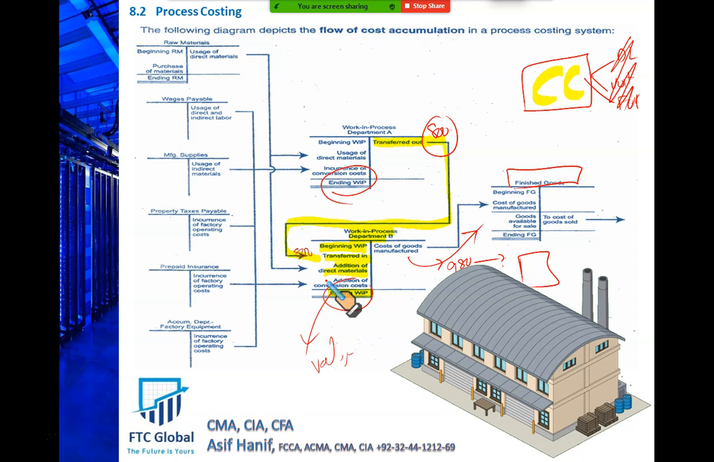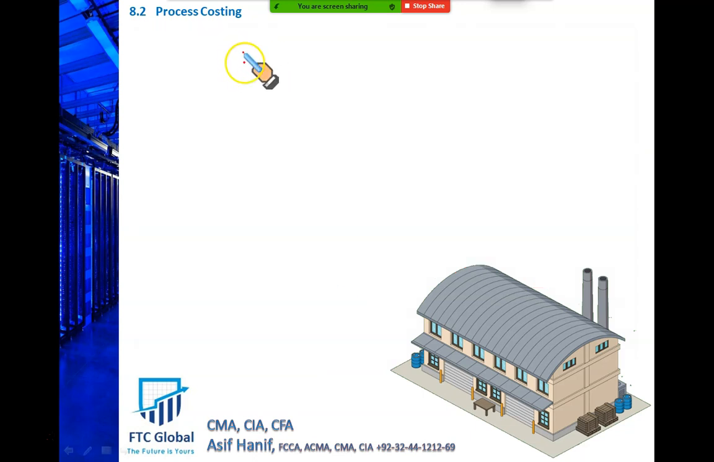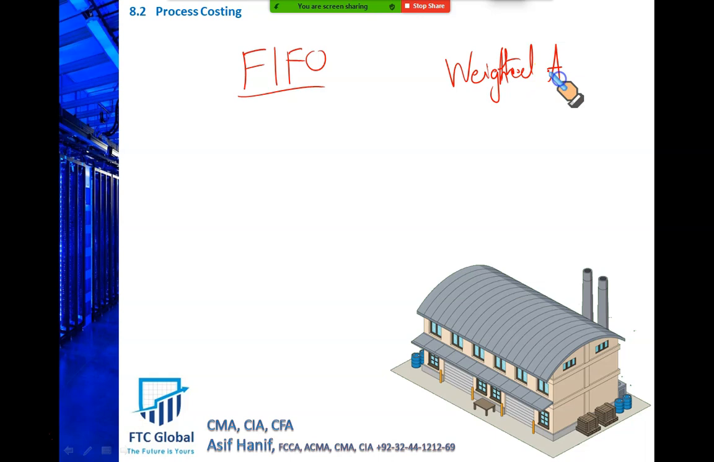For valuation, there are two methods. One is called the FIFO method. We'll discuss them in detail. And the other method is called the weighted average method. We'll do questions which will explain this idea very well. How to value the finished goods that are completed and how to value the ending work in process.